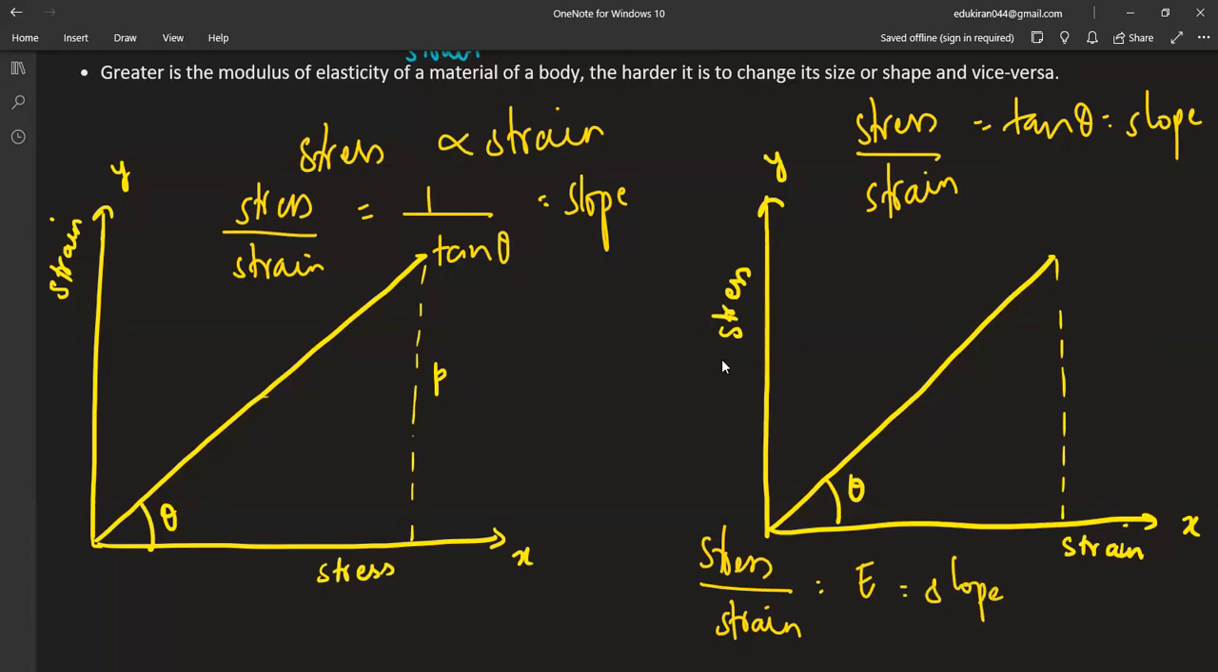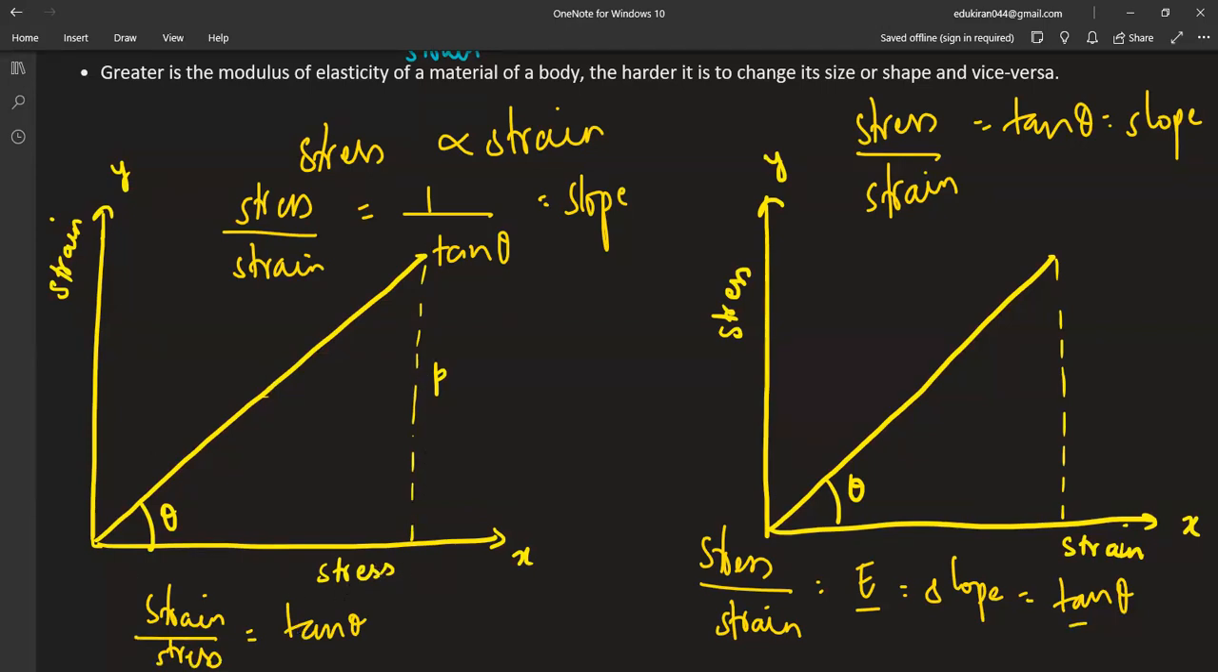Now when stress is there here, how do we calculate the slope of a graph? We calculate it using tan theta. So when stress versus strain is given, tan theta becomes stress perpendicular by strain base. So E is directly equal to tan theta. But if I draw strain versus stress, so what will it be equal to? See, in this graph, strain by stress is equal to tan theta, right? See, perpendicular is strain, base is stress.